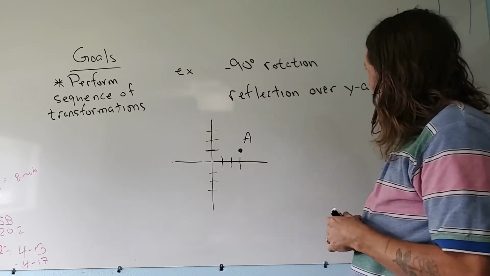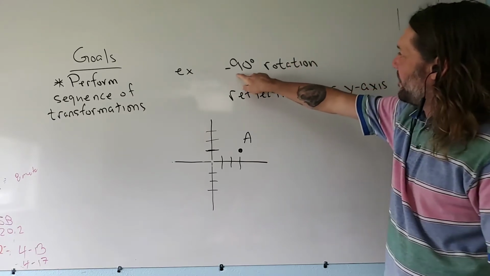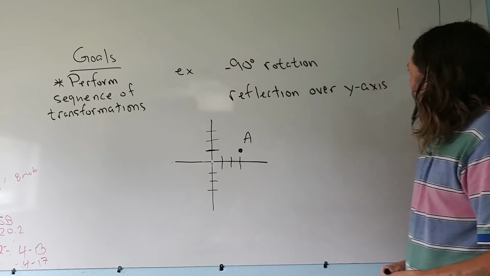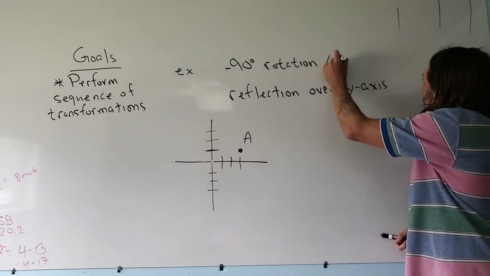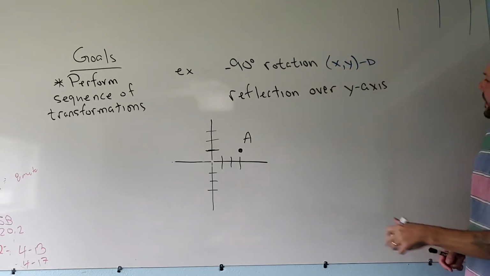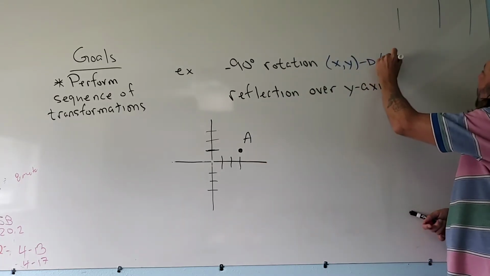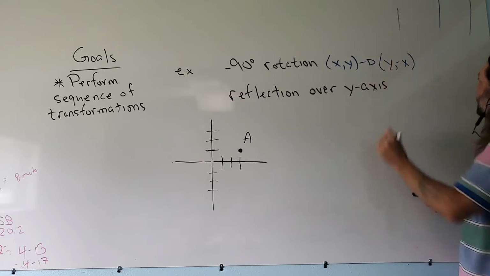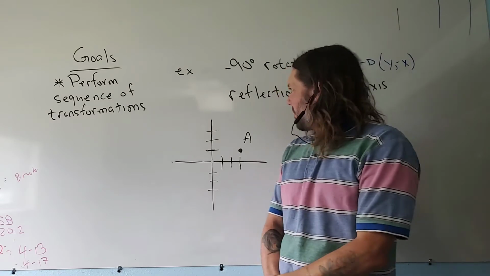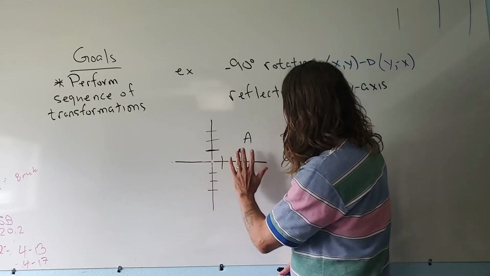So our example deals with 2 transformations. I want you to first do a rotation in the negative direction, which is a clockwise rotation. And so I'll quickly write the rule for that. So what happens if I'm rotating in a negative 90 degrees? My (x, y) is going to turn into (y, negative x). The second transformation that we're going to do is we're going to reflect over the y-axis. So this is our reflection.